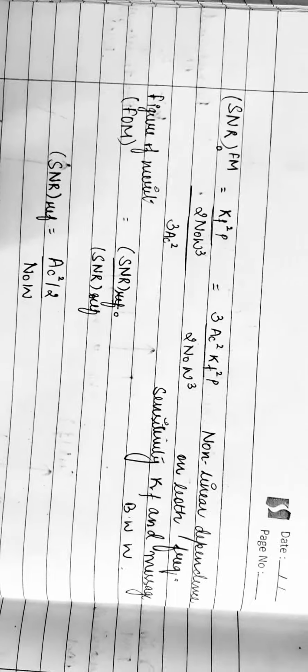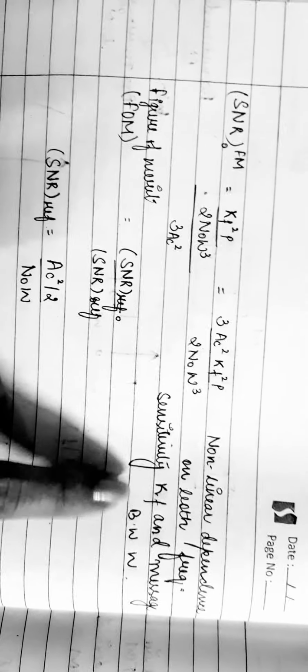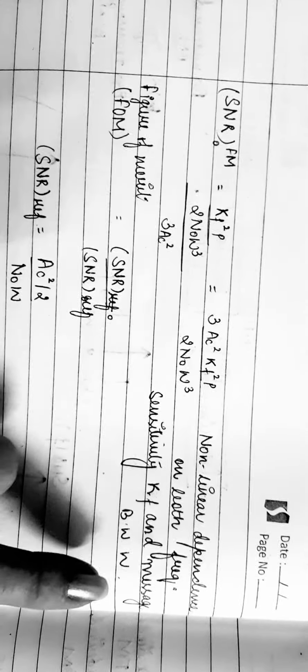Now we know that the post-detection SNR of the output, that is v(t), is equal to k_f m(t) plus n_d(t), where k_f m(t) is the average signal power and n_d(t) is the average noise power, that is, noise power per unit bandwidth. Now here we can see the SNR of FM will be equal to k_f square P upon twice N naught W cube upon thrice of A_C square. From here we get 3 A_C square k_f square P upon 2 N naught W. Now it is a non-linear dependence on both the frequency sensitivity factor k_f and the message bandwidth W.